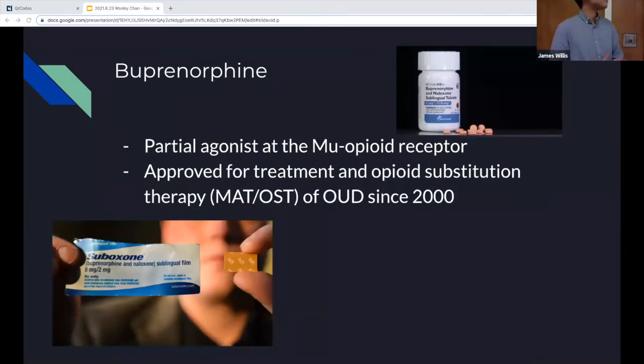One of the treatments for opioid use disorder is buprenorphine, which is a partial agonist at the mu opioid receptors. It was approved in 2000 for the treatment of opioid use disorder. So just be aware, a lot of people prescribe Suboxone, which is buprenorphine and naloxone, which helps with that kind of treatment.